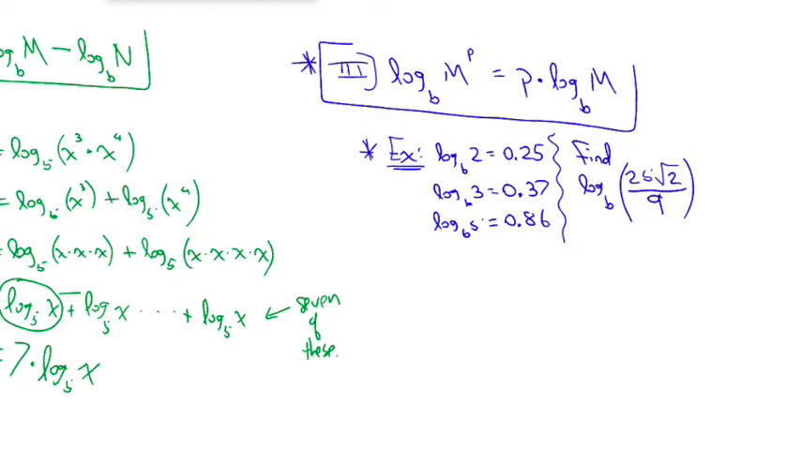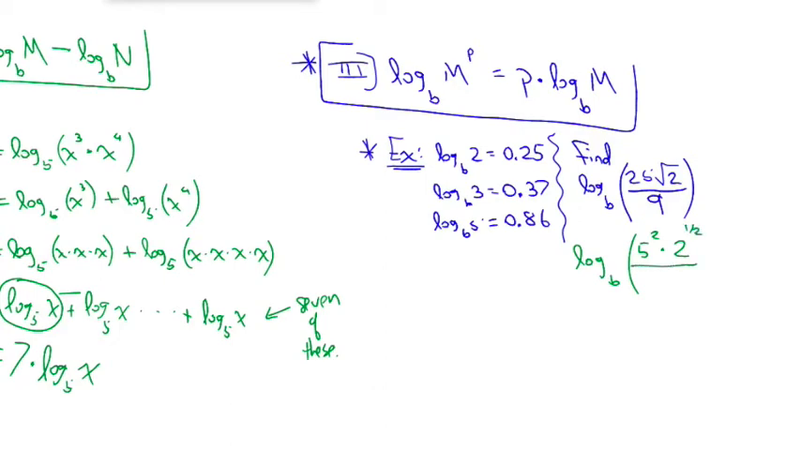What is it? 5 squared. Because it can't change value, it's still 25, so I'm going to write it as 5 squared. So the first step is to go log base b. This is 5 squared times 2 raised to what power? What's a square root as a power? 1/2.